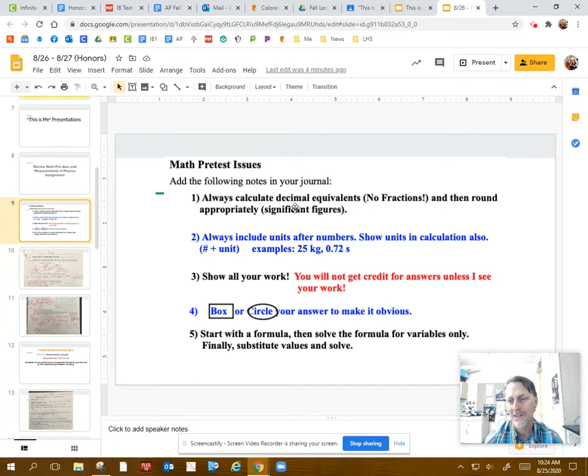I want them to be obvious. Sometimes when there's just a whole bunch of writing going on with numbers all over the place, I can't even find the answer, especially if it's not the right answer. So I need you to box or circle your answer.